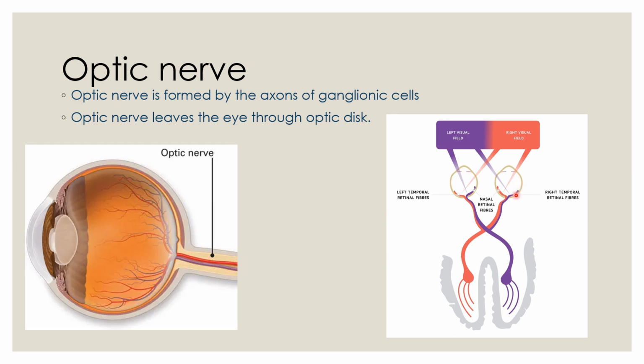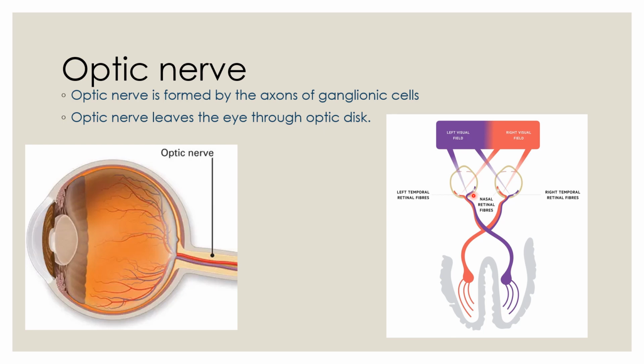Now when we look into the exact course of the pathway, first we should understand that the retina is divided into two parts. The first is the temporal part and the second is the nasal part. The fibers from the temporal part of the retina give rise to the lateral part of the nerve. This is the lateral part, formed from the fibers from the temporal part of the retina. The medial part of the optic nerve is formed by the fibers from the nasal part of the retina.